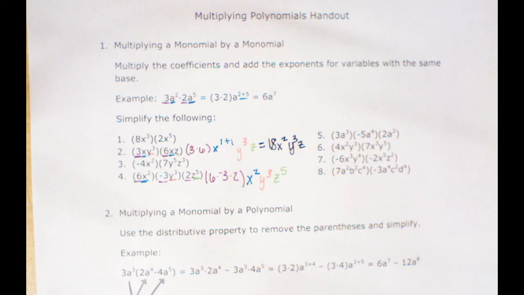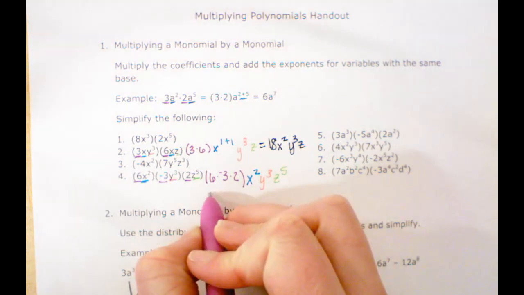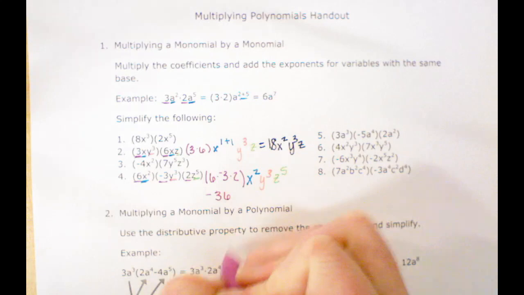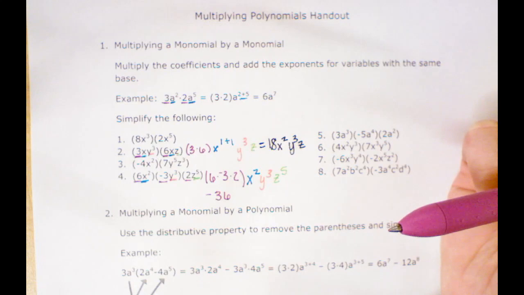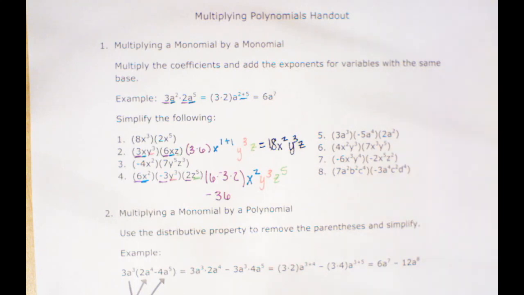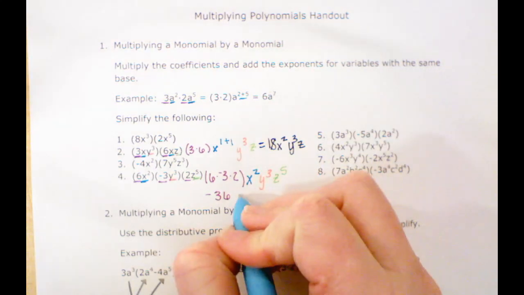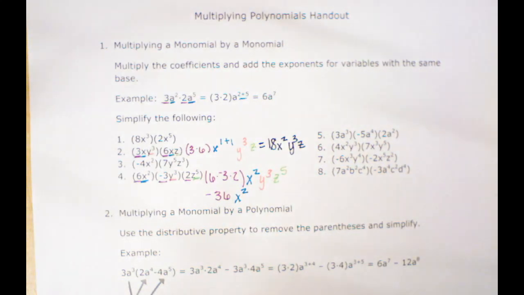All right. What is 6 times negative 3 times 2? Should be 36, right? Negative 36. Okay. So that's going to become negative 36. A quick way to do that in your head would be to do negative 3 times 2 is negative 6. And you know 6 times 6 is 36, right? So that's one of your squares. Then keep your negative. Then we're going to bring down our x squared, our y cubed, and our z to the 5th.